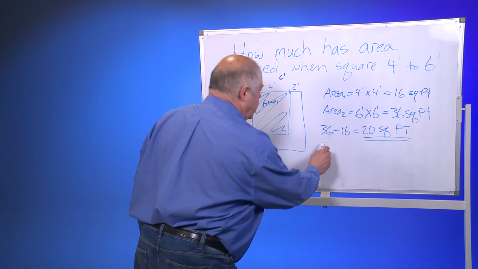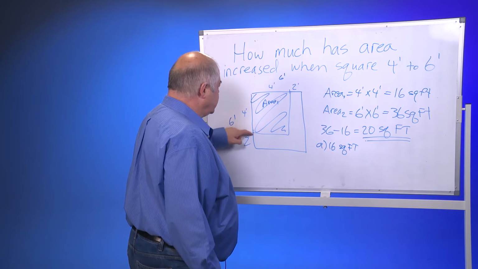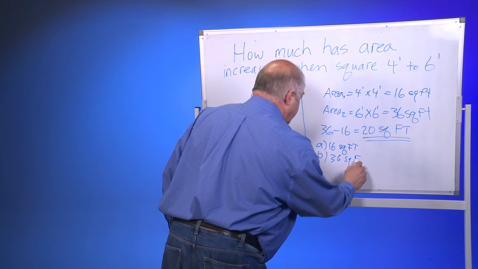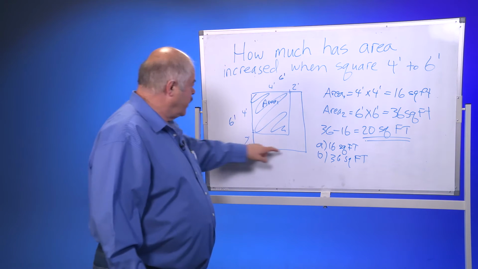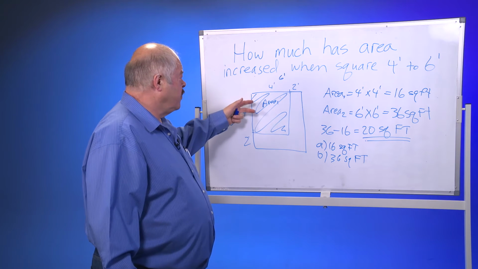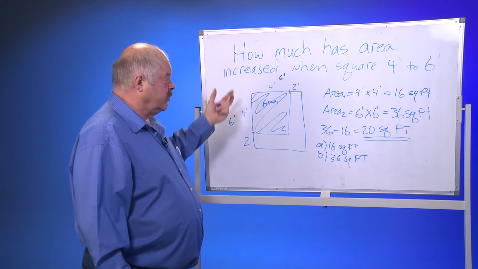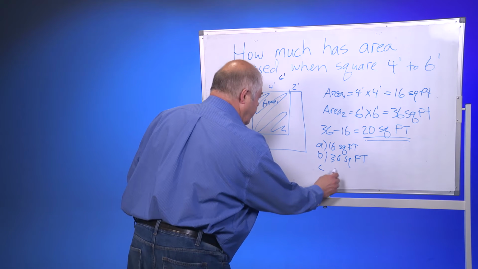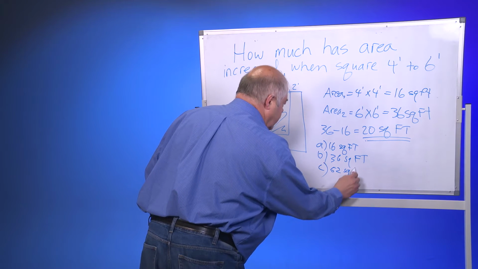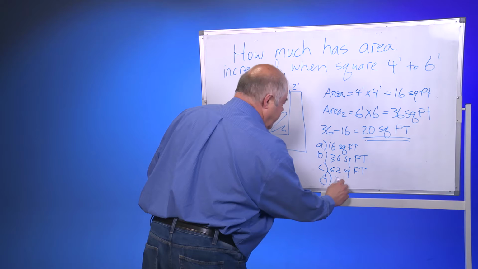One of the choices might be 16 square feet. They just put the area of the first one. They might say 36 square feet, which is the area of the bigger one. Again, making you think, oh, just calculate one of these areas and I'm done, not seeing if you realize that you have to subtract the two. They might add them together. They might say this is 52 square feet, to see if you realize that you need to subtract the totals, not add them together, and then 20 square feet.